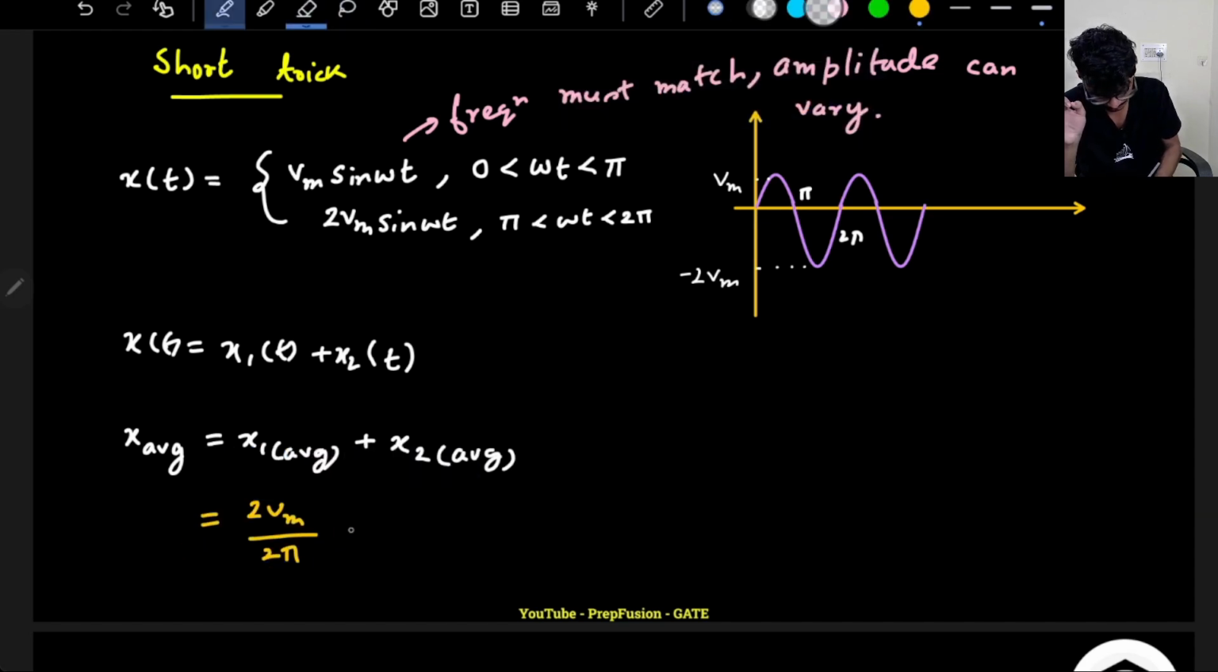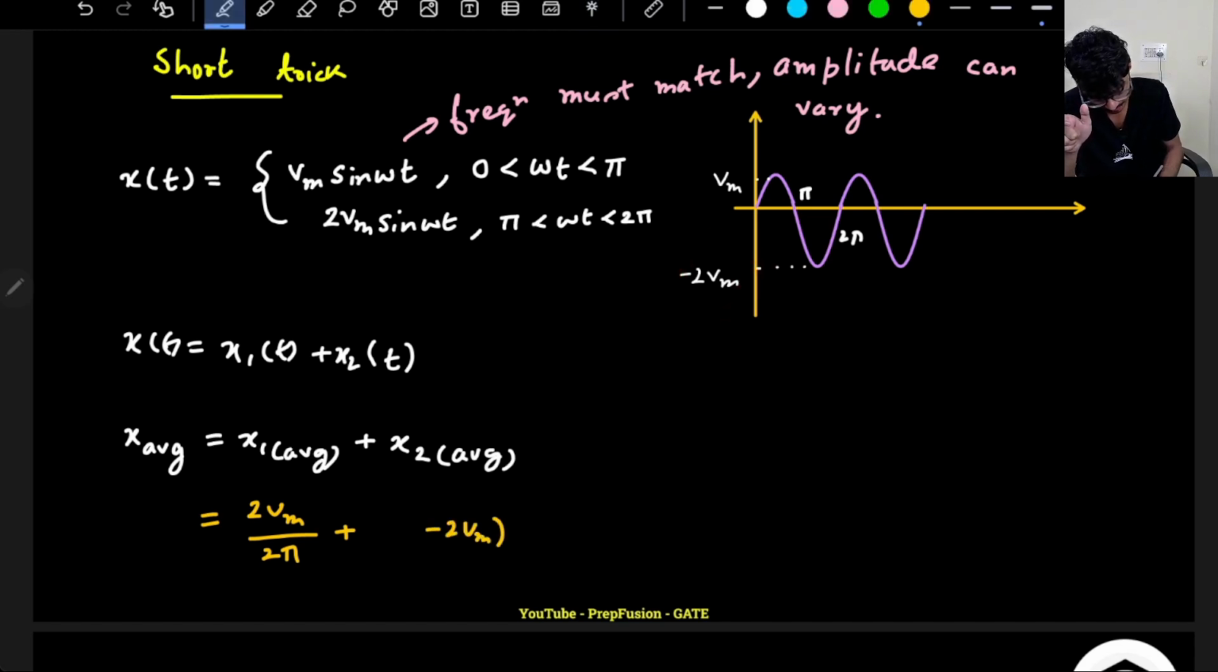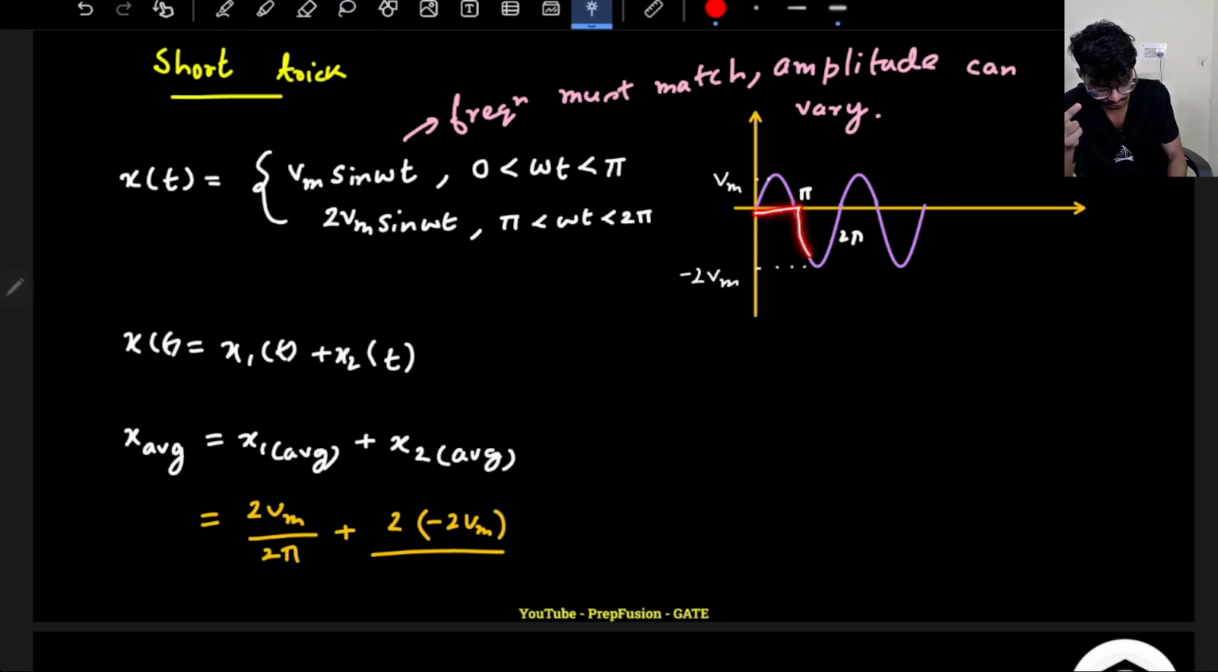Plus, what is the average of this signal? It is minus 2 Vm, because it is negative. Remember, it is negative. Minus 2 Vm, of course, will be there, multiplied by 2, because I always multiply with a factor of 2 with the amplitude. Divided by, what is the waveform here? The waveform is something like this, correct? This is the waveform, and this is the top waveform. I hope you are understanding. We're just adding the two waveforms. So this will be divided by 2 pi.